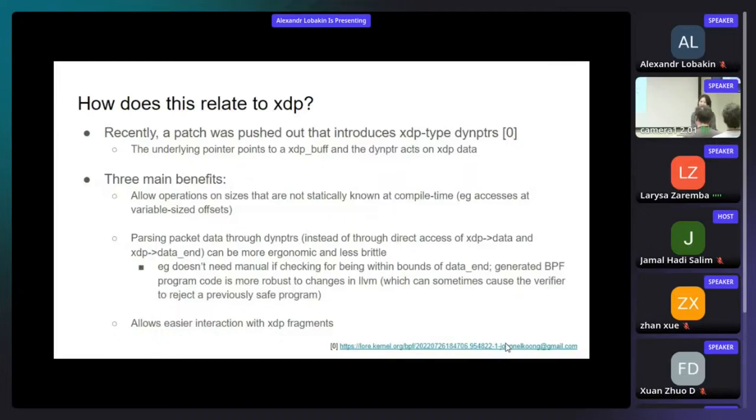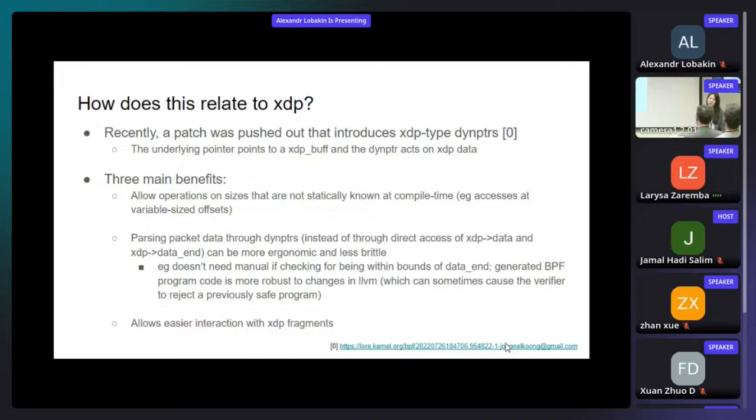You might be wondering, how does this relate to XDP at all? Recently a patch was pushed out that introduces dynamic pointers for SKB and XDP programs. A dynamic pointer is essentially a pointer that contains extra information alongside it. In other languages, it's often referred to as a fat pointer or a smart pointer. Here, the underlying pointer points to the XDP buff, and any accesses on that dynptr work directly with the XDP data. There will be some examples in a bit that illustrate how exactly this works. But for now, there are three main benefits to using dynamic pointers in your XDP program.